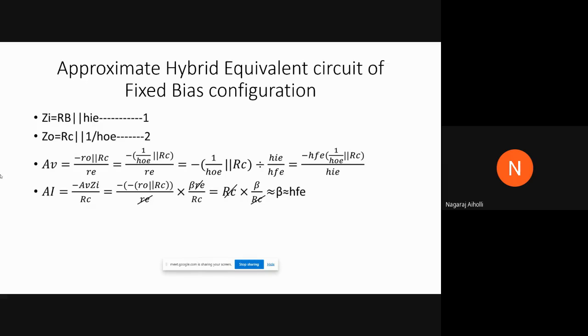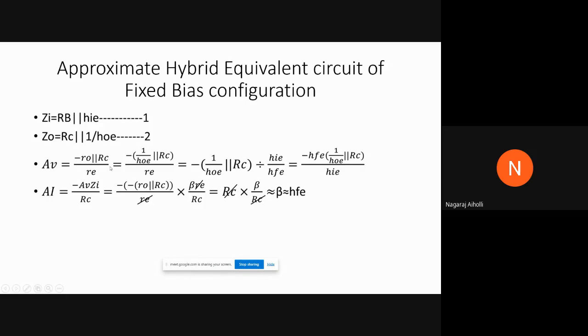We just have to find out the value of AV and AI in terms of hybrid parameters. AV is given by minus R0 parallel RC divided by RE. I'm taking the equation directly from what we have already analyzed in the fixed bias circuit. That is, AV is given by minus R0 parallel RC divided by RE.